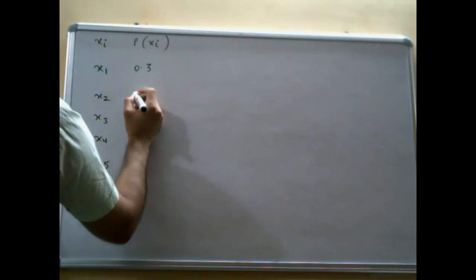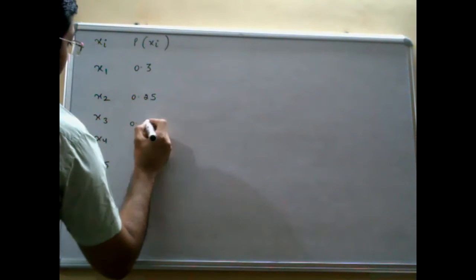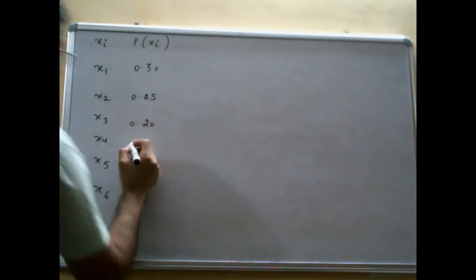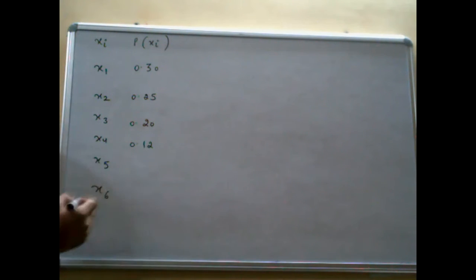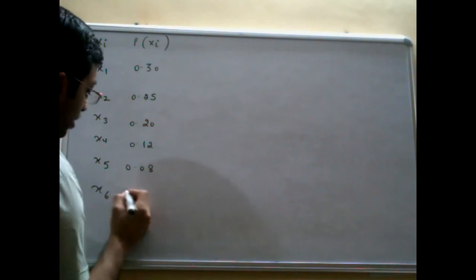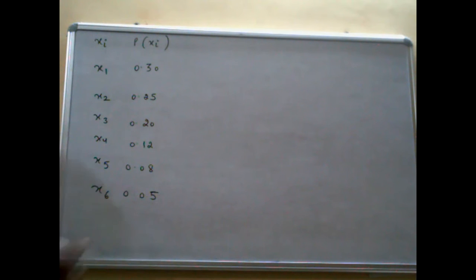Okay, then their probabilities: 0.3, 0.25, 0.2, 0.12, 0.08, 0.05. Okay, this is the first step. Symbols in the decreasing order of their probabilities.